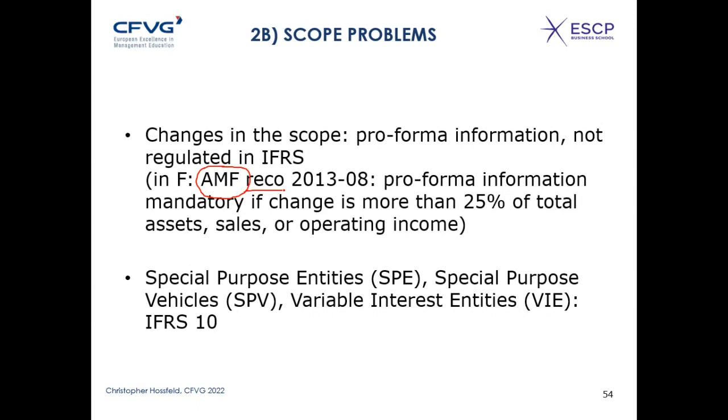If you follow the recommendation, then you should prepare pro forma information if you have a change of more than 25% in assets, sales or operating income. So you make a big acquisition, therefore your assets jump up, your sales or your operating profit increases more than 25%, then you should prepare pro forma information. But other than that, it's not regulated in France. Obviously, you have national regulations.